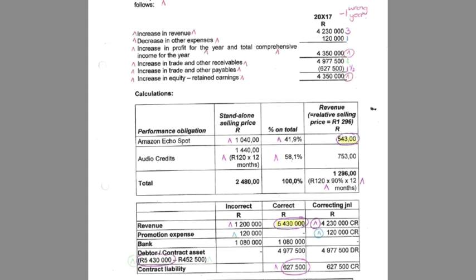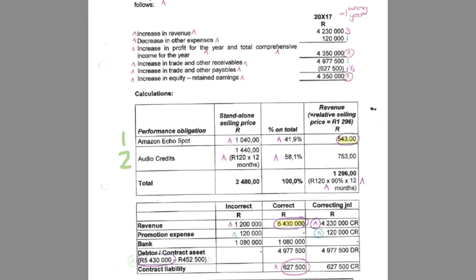We are having a look at the solution, and the first thing we need to look at is how the transaction price is allocated between the two performance obligations. The two performance obligations that were correctly identified are the Amazon Echo Spot that was provided, and the audio credits that they used to buy the audiobooks. We allocate our transaction price to each of those performance obligations based on their standalone selling price.